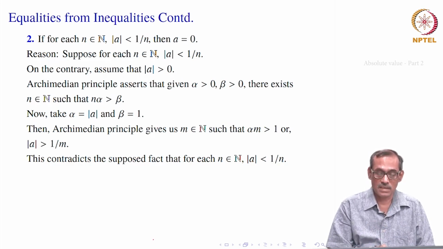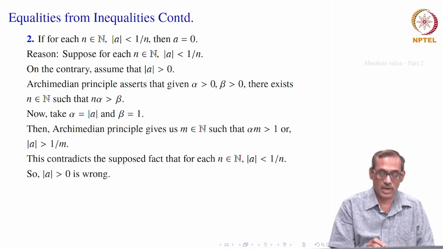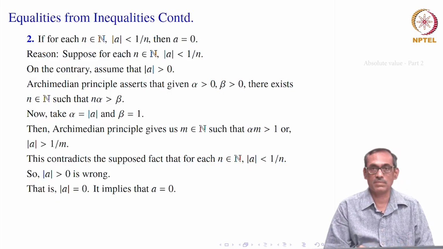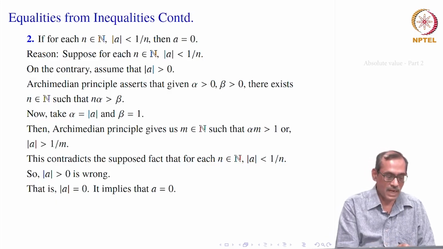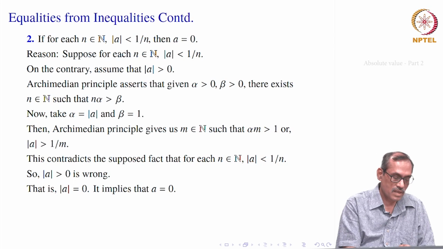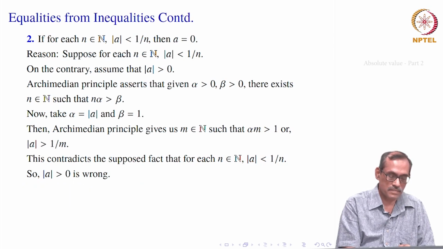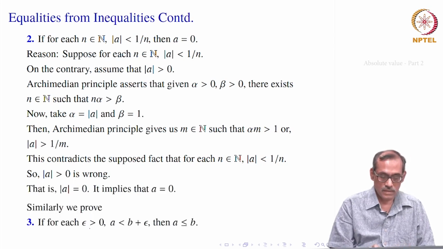That is the contradiction. So, that contradiction shows that mod A greater than 0 is wrong. So, mod A equals 0 and therefore A equals 0. Similarly, you can show the other properties, which I am again reproducing here.